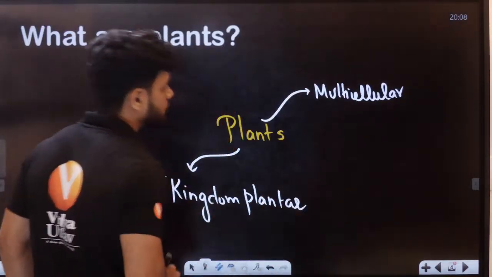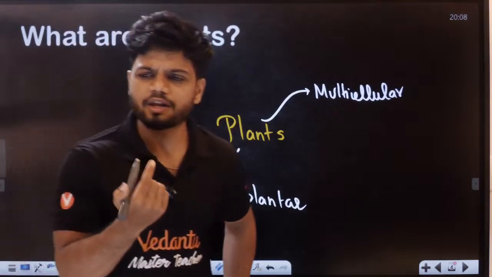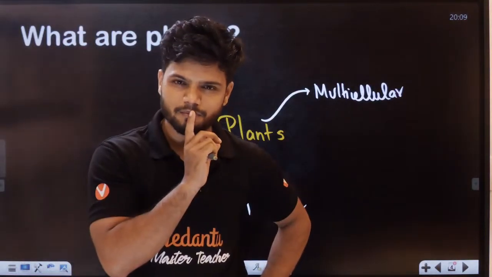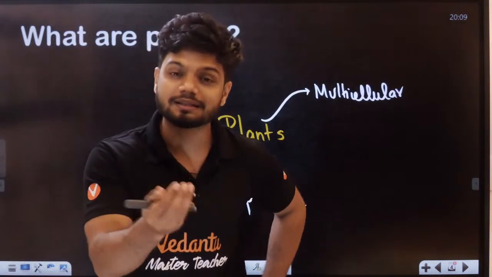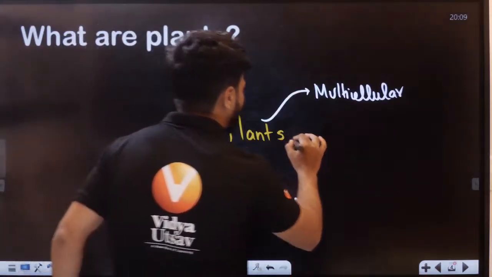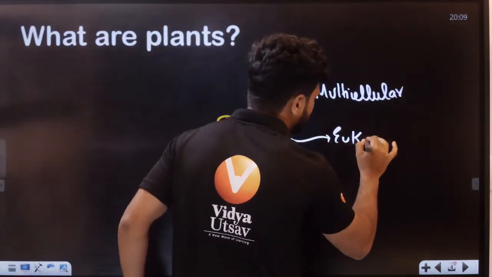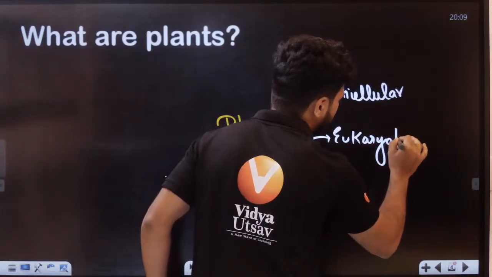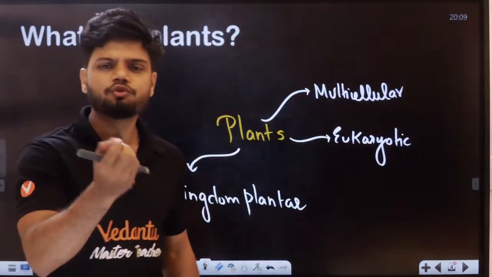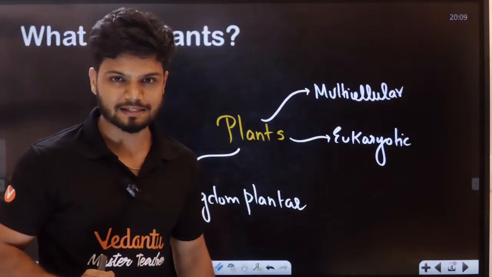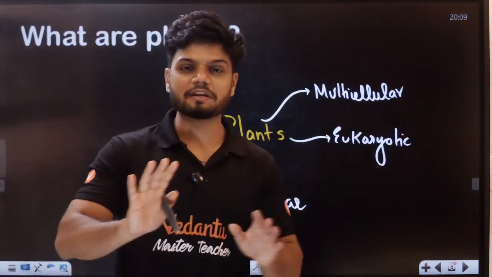Kingdom Plantae, students. Now, do you think they're prokaryotic or eukaryotic in nature? Obviously, students, they're advanced. They have to be eukaryotic in nature. So they have eukaryotic cells in them. Okay. Now, this is very basics.